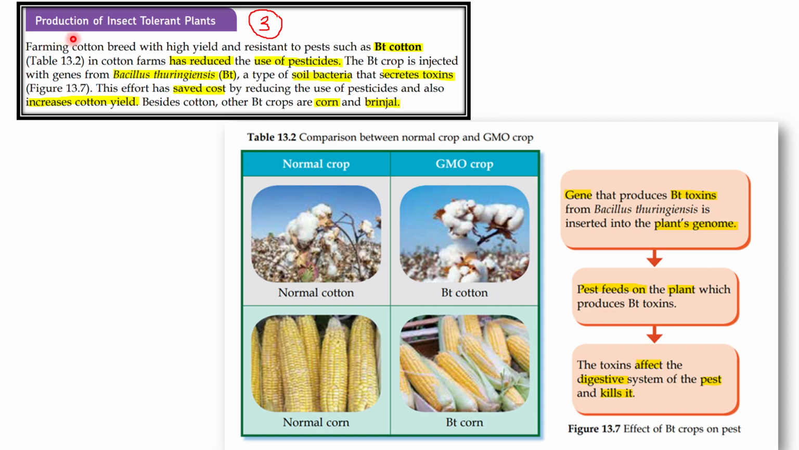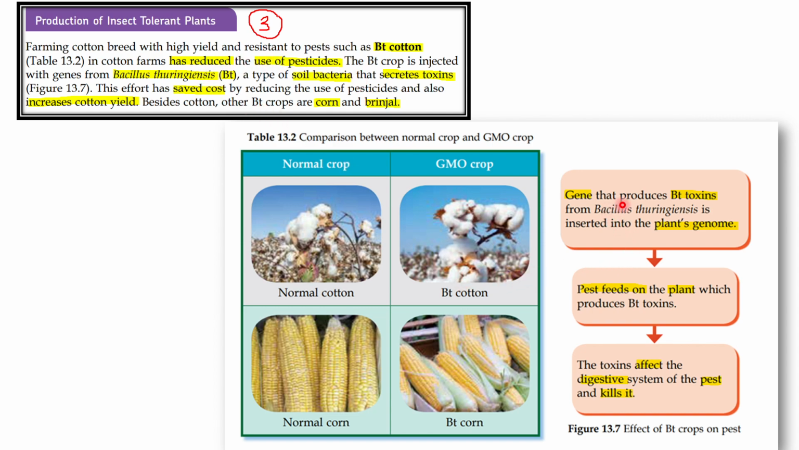The third application of biotechnology in life is the production of insect-tolerant plants. So we have the BT cotton, a farming cotton breed with high yields and resistance to pests. With BT cotton, the use of pesticide has greatly reduced.